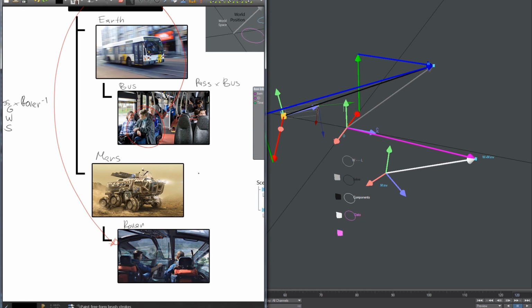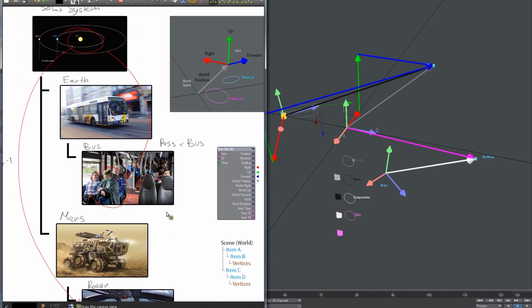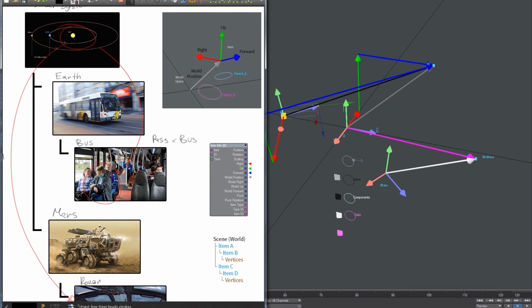So I hope this makes all these things a bit more clear. And next, I'm going to look into normalization and falloffs.